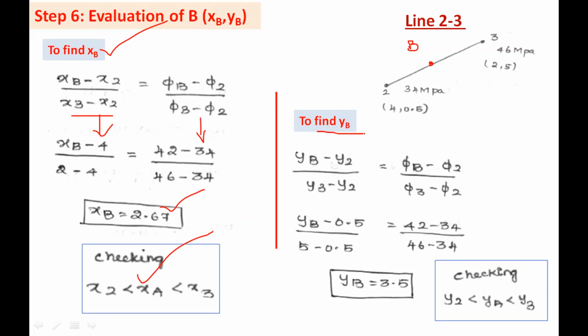Then to find YB, again we are writing YB minus y2 divided by y3 minus y2. On the right hand side, phi B minus phi 2 divided by phi 3 minus phi 2. Then substitute the nodal coordinates and the nodal parameter value. We are getting YB equal to 3.5, which is in between y2 and y3. So we are getting all the coordinate values.